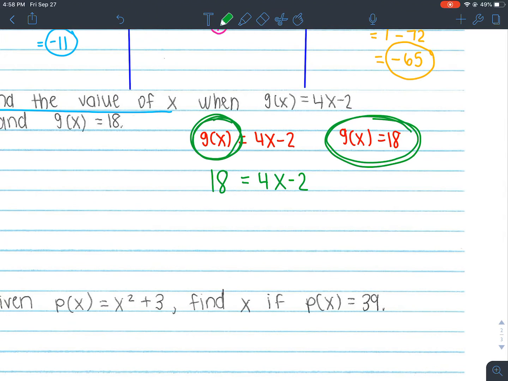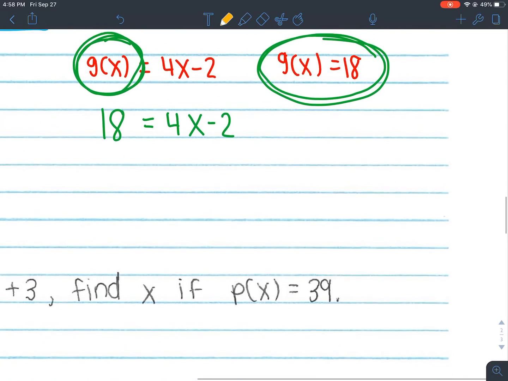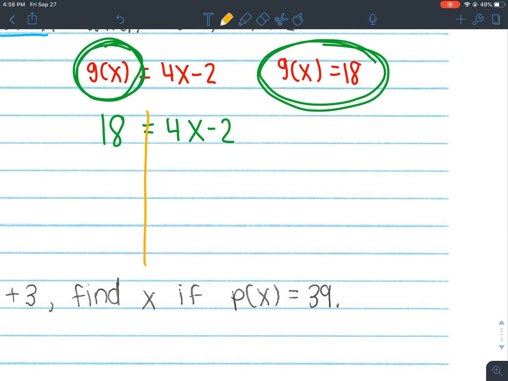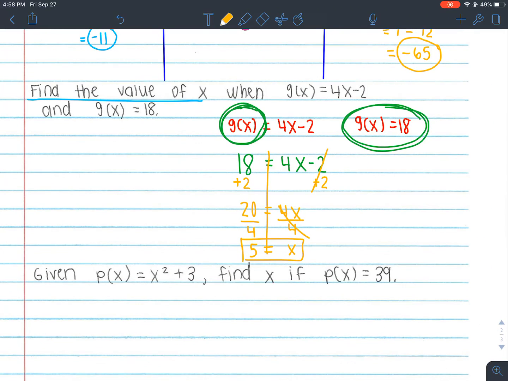So you're not plugging in for x here. That is the habit that people want to do. They want to plug it in for x, but you're not plugging in for x here. You're going to be solving for x like an equation. So go ahead and draw my line down the middle. We're going to add 2 to both sides. Okay, and the next step I would divide by 4. Did it say to find the value of x? Yeah, and did I do that? Yep. So my answer is x equals 5.